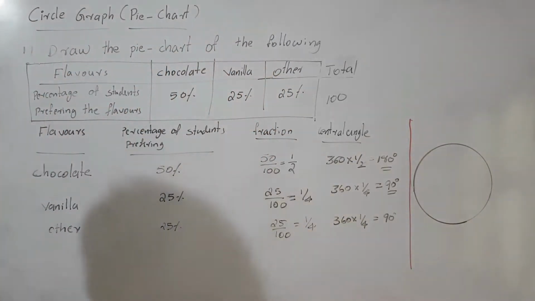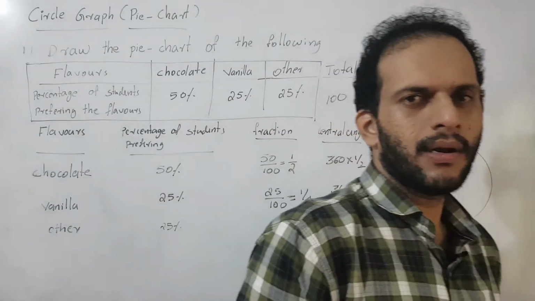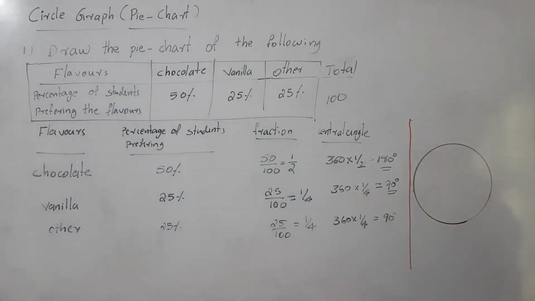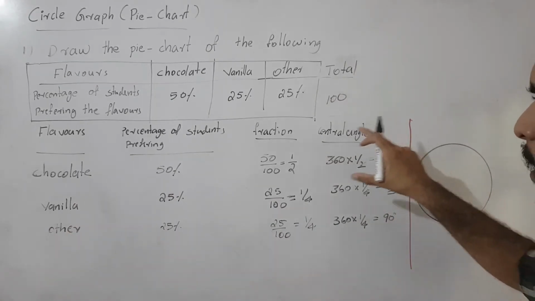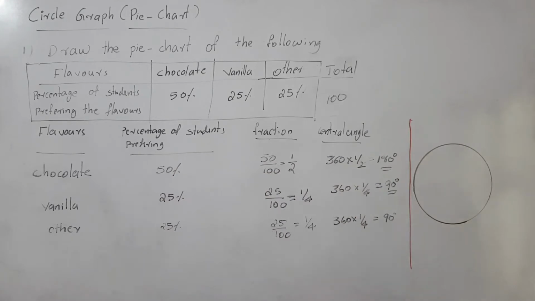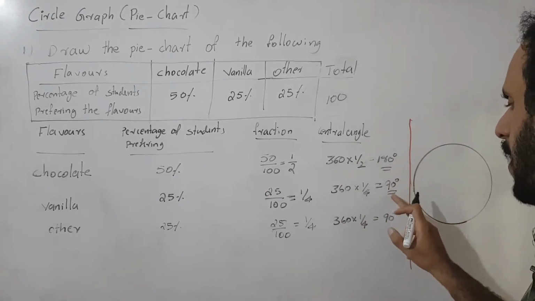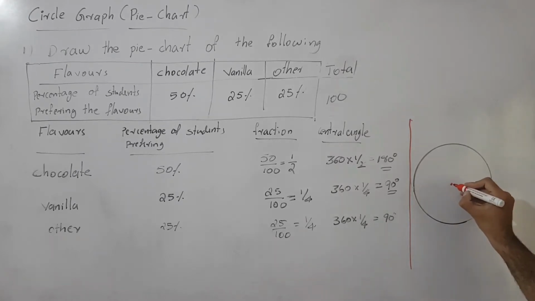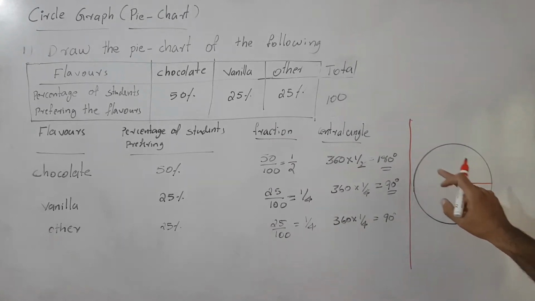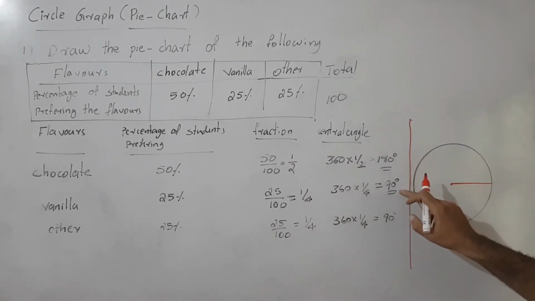Okay, then after we get the central angle of each, we draw the circle. We draw the circle like this. Then we have only three things here, chocolate, vanilla and other flavor. How do we represent the chocolate, vanilla and other flavor according to the central angles 180, 90, 90? For that, after constructing the circle, we first draw one radius like this. Then, according to the radius, first we make any one of these angles, 180 degrees or 90 degrees or 90 degrees.